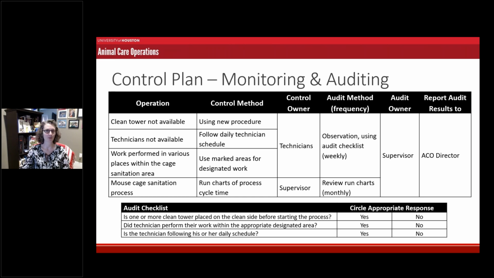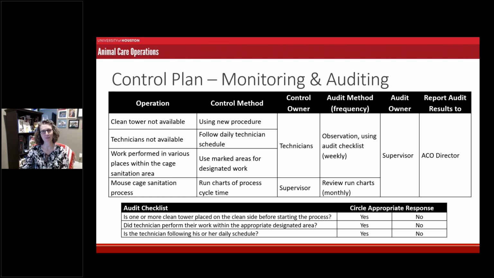Who is responsible, right? Who's the owner of that audit? Who's responsible for doing it? And then we want to make sure that we have accountability. So those audits are going to be reported to someone so that we have oversight on that. And so if we're looking, that kind of takes you across this table.